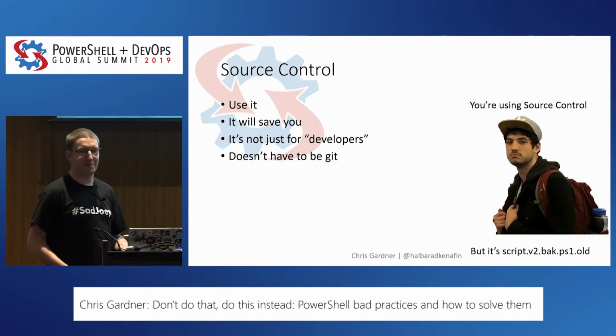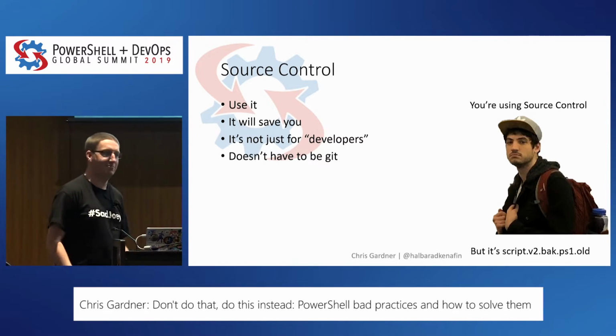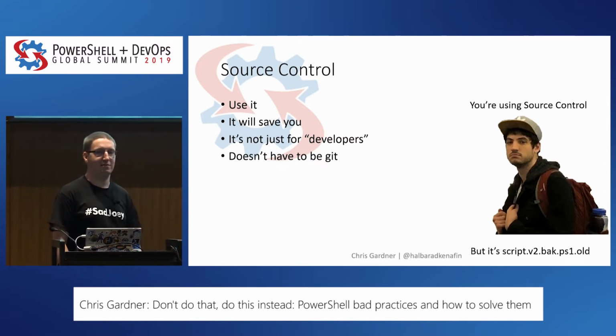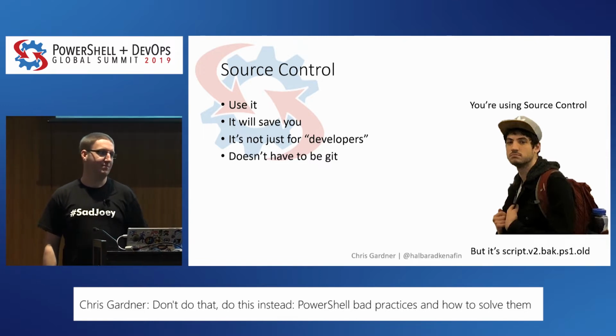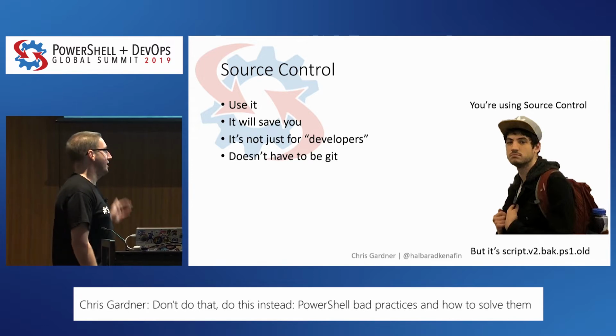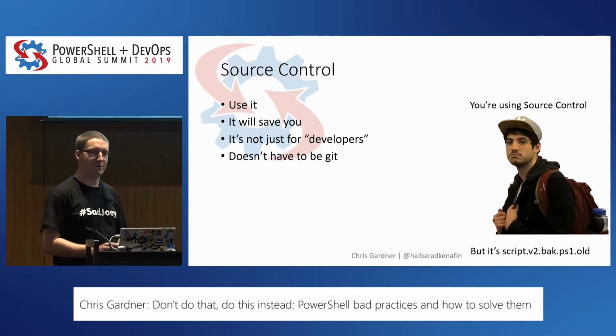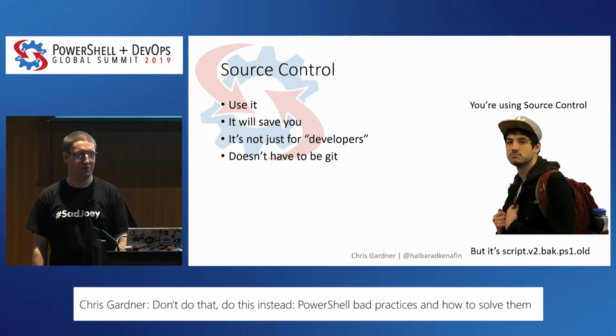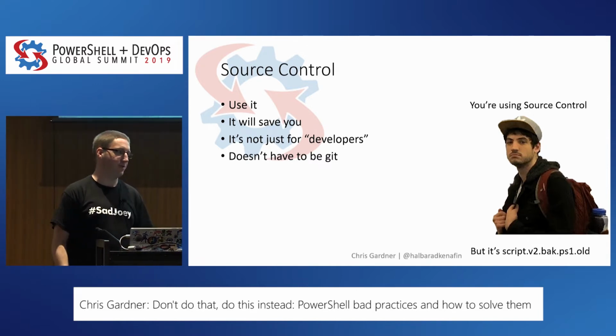And it doesn't have to be Git. It's what the cool kids are using. But use TFVC, Mercurial, SVN, whatever. Just use whatever as long as it's an actual source control product, because it will save your life. Or at least, you know, your job.